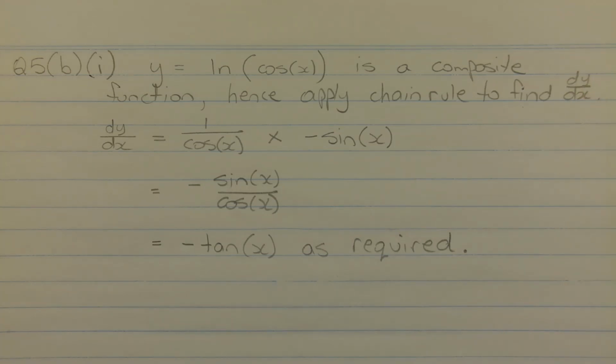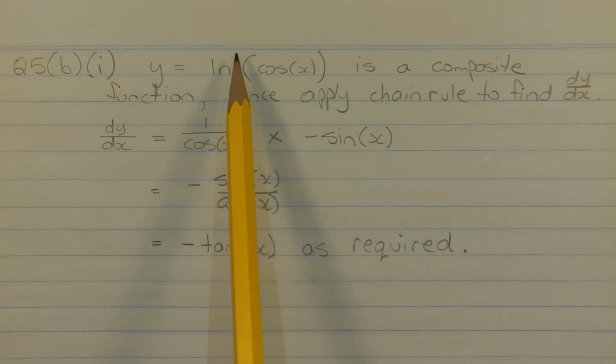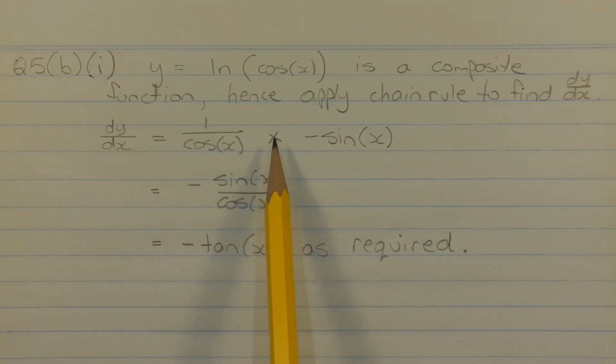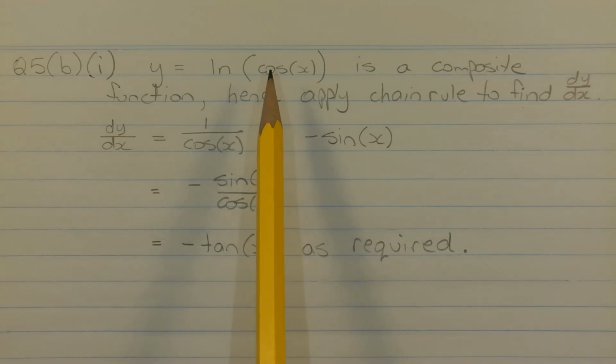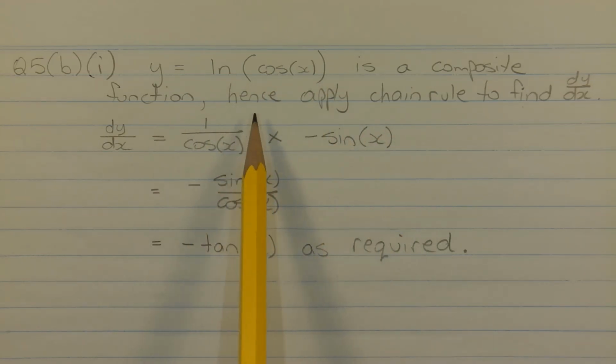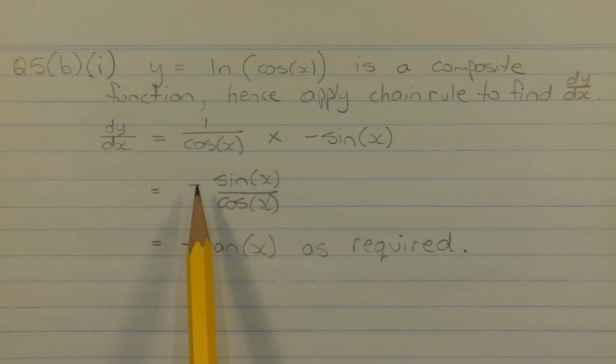So using the chain rule, dy/dx is equal to the derivative of the outer function, which is the ln function, and that's 1 over cos x, multiplied by the derivative of the inner function. So the derivative of cos x is negative sin x. So putting that all together, we get dy/dx is equal to negative sin x over cos x, which equals negative tan x as required.